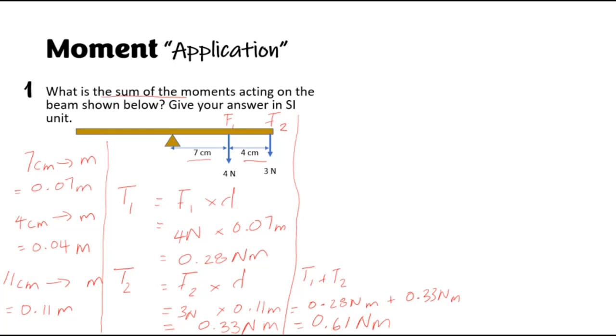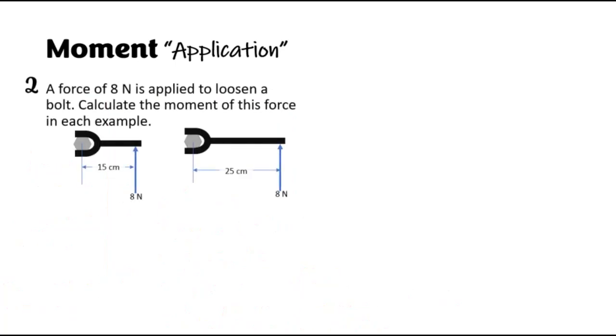Let's go to question 2. It says a force of 8 newtons is applied to loosen a bolt. Calculate the moment of this force in each example. So now in this example, we're going to be naming this F1 and this is going to be F2. Now notice this force is being applied upwards. So the spanner would actually turn like this, so that's anti-clockwise. Likewise, this one would turn like that, anti-clockwise. So now let's work out the moment of each example.